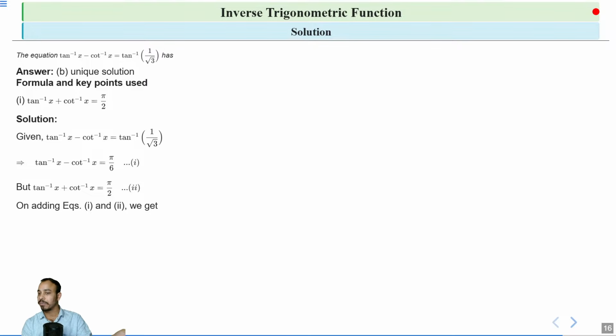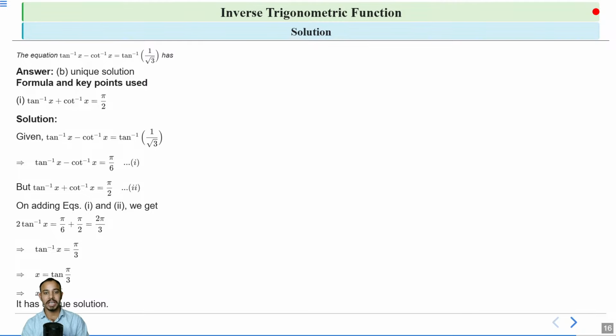Now on adding equation 1 and 2, we get 2 tan inverse x equal to pi by 6 plus pi by 2, which is equal to 2 pi by 3. It implies tan inverse x equal to pi by 3, and it implies x equal to tan pi by 3, and it implies x equal to root 3. That means it has a unique solution. Okay, so option B is the correct answer.